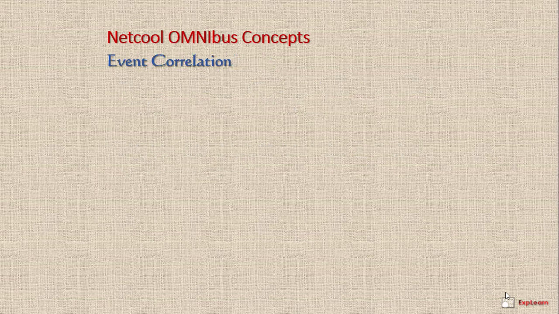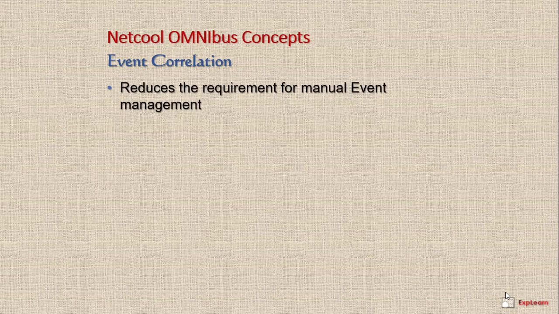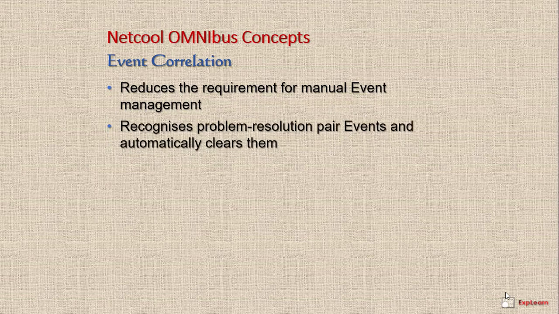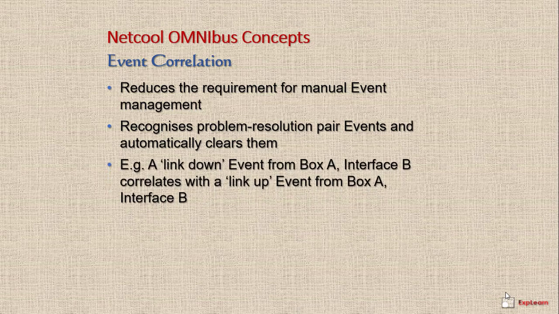Event correlation is another feature for managing events provided by Netcool Omnibus. It reduces the requirement for manual event management. Event correlation refers to the recognition of a problem event and its associated resolution event. When a resolution event is recognized for an existing problem event, both events are cleared. For example, if a link down event from an interface occurs followed by another link up event from the same interface, event correlation gets started, and checks to determine the source of the events, to see if the link up event pairs with the link down event. If the events pair, both are cleared.